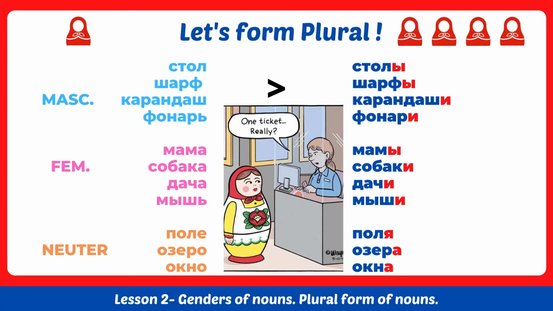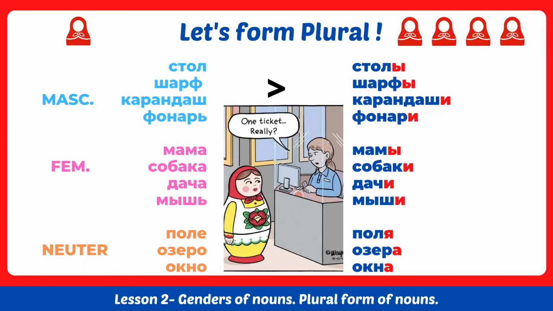Now let's move to feminine nouns. Мама, мамы. You check the last consonant, m, and you put the ending ы. Собака, собаки. K belongs to those 7 consonants after which you put и. That's why собаки. Дача, дачи. Same case here. Ch belongs to one of those 7 consonants. That's why you put и. Мышь, мыши.